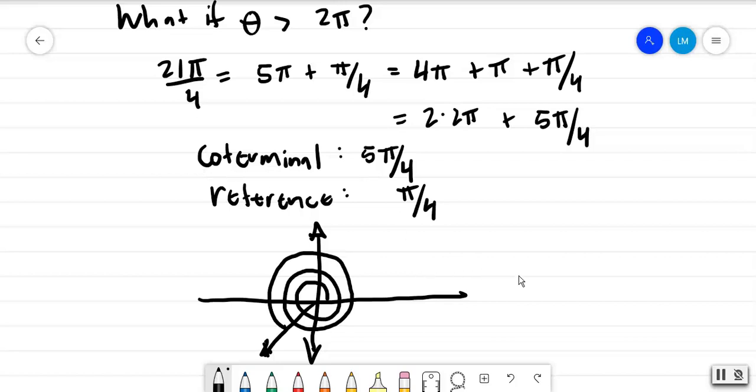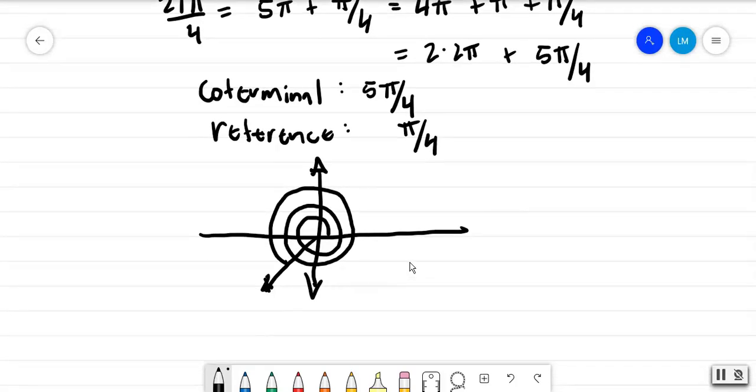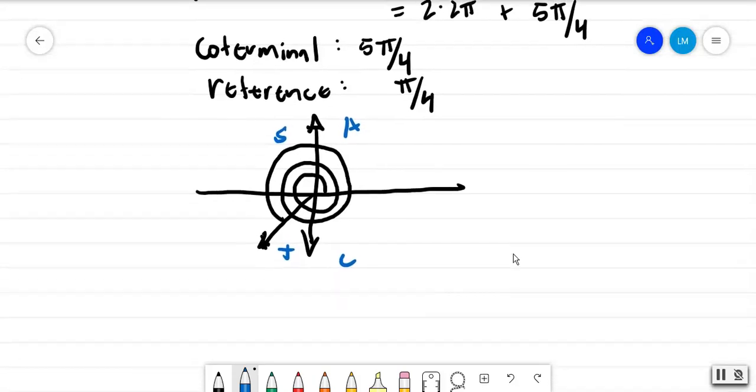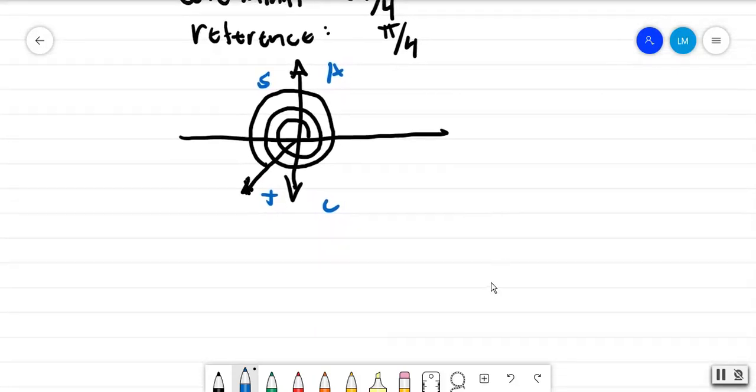So in this case, it terminates in the third quadrant, which means that the only one that's positive is tangent. Why? Because remember that all students take calculus. So if I want to find tangent, I know it's going to be positive, versus sine, it's going to be negative, and so on. So that's my example of working with angle measures in radians, converting, working out the coterminal and reference angle, and also looking at the location to determine the signs.